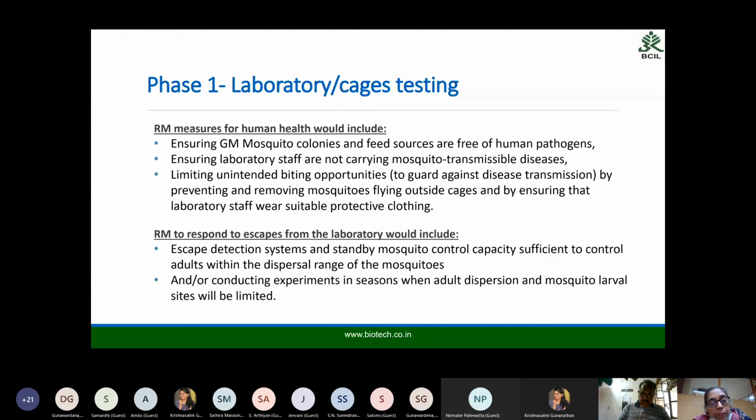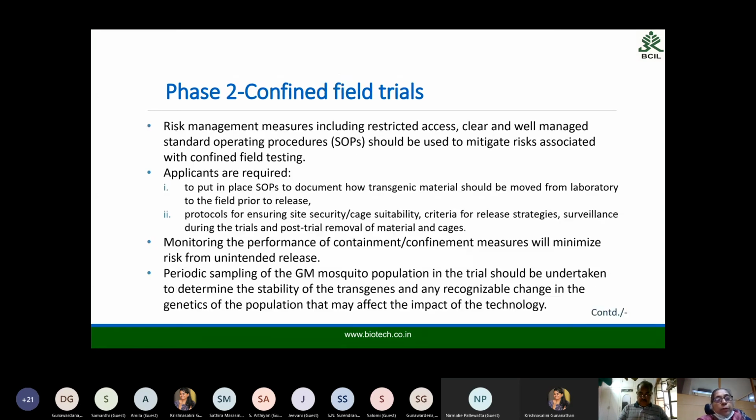Risk management, the second component, would be to respond to escapes from the laboratory: an escape detection system and standby mosquito control capacity sufficient to control adults within the dispersal range of the mosquitoes, and/or conducting experiments in seasons when adult dispersion and mosquito larval sites will be limited. You have already been informed by Dr. Tyagi in phase 1, phase 2, phase 3 on how to plan the experiments. But these are the risk management measures that you have to keep in mind while designing your facilities, as also the study designs. Both are very important.